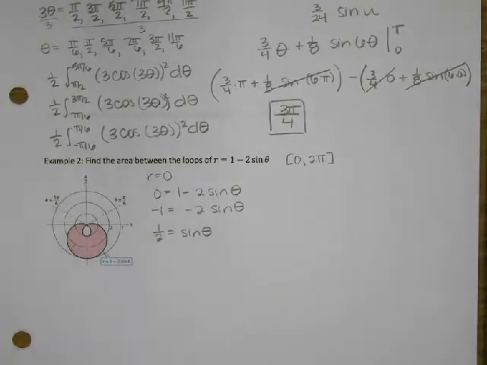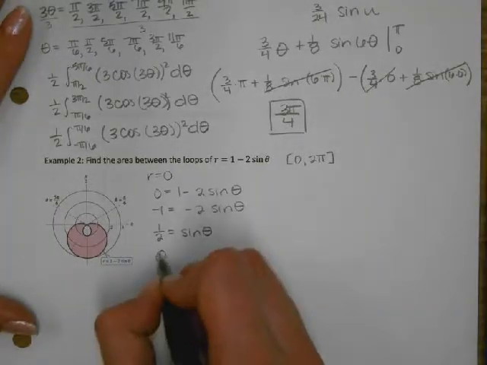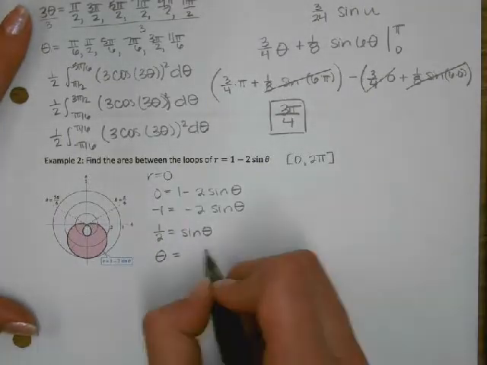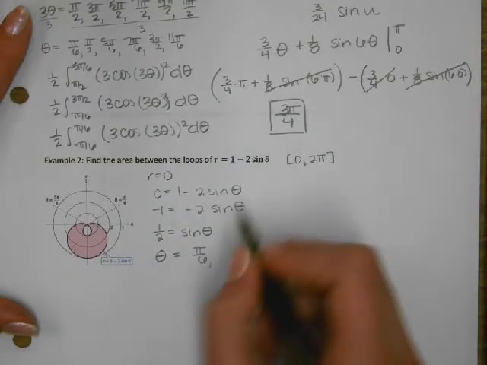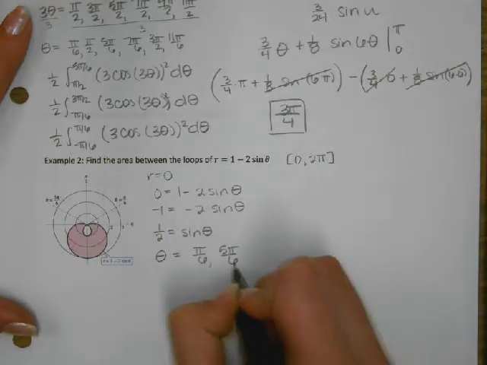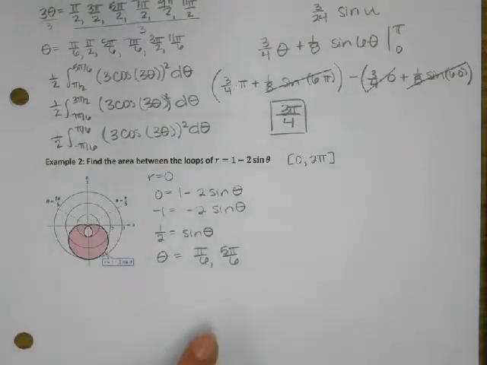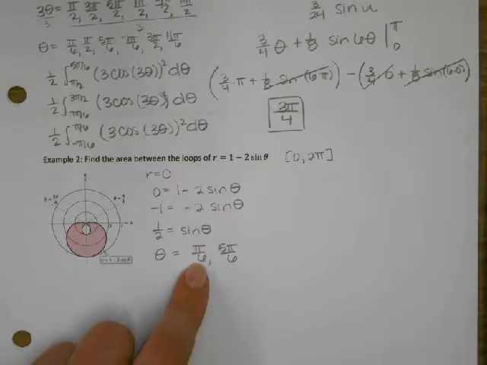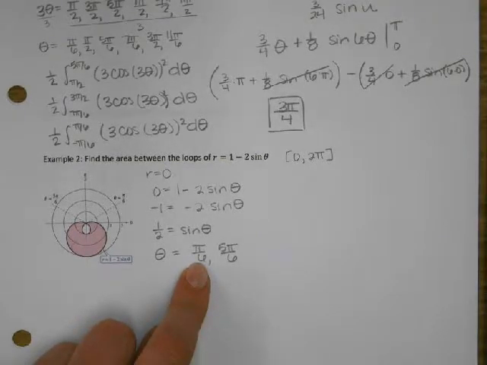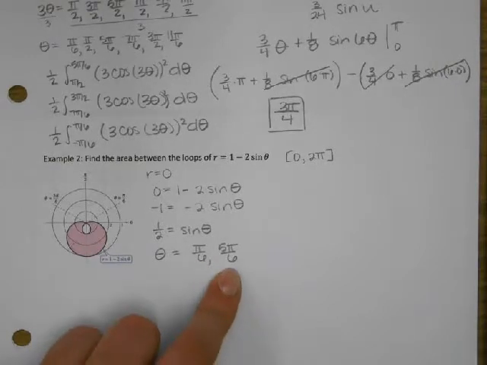So I want to think, where on the unit circle is there a y coordinate of positive 1/2? And you'll notice that that is at pi/6 and 5 pi/6. So what that means is that one of the loops, I don't know if it's the big one or the small one, starts at pi/6. And then that loop finishes at 5 pi/6, and that's where the next loop starts.